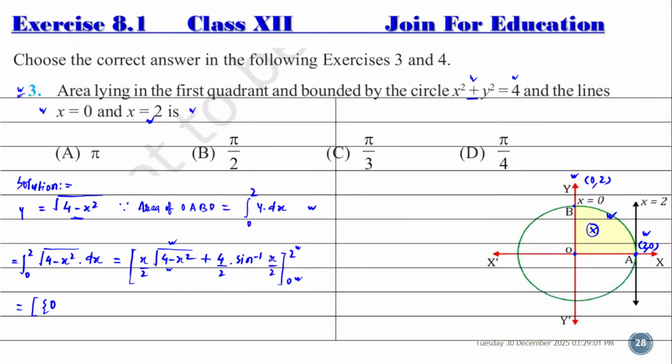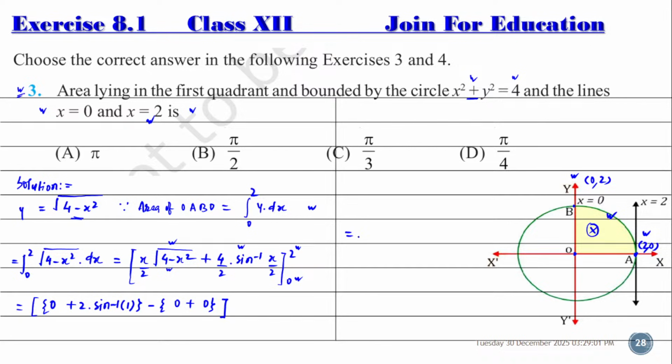4 by 2 equals 2, and sine inverse 2 by 2 equals sine inverse 1. Now putting the value of the lower limit, this part will be 0, so we write down here 0, plus this part will be 0 by 2. The value of sine 0 is 0, so we write down here 0.